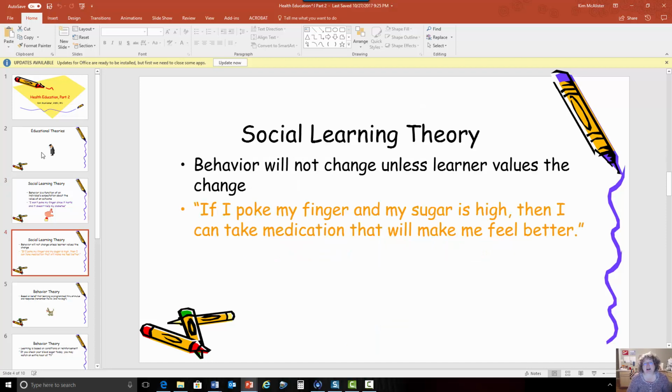So an example of that would be, if I poke my finger and my blood glucose is high, then I can take my medication and that will make me feel better. So because the patient now has the expectation that poking their finger will make them feel better, then they're more willing to monitor their blood glucose themselves.